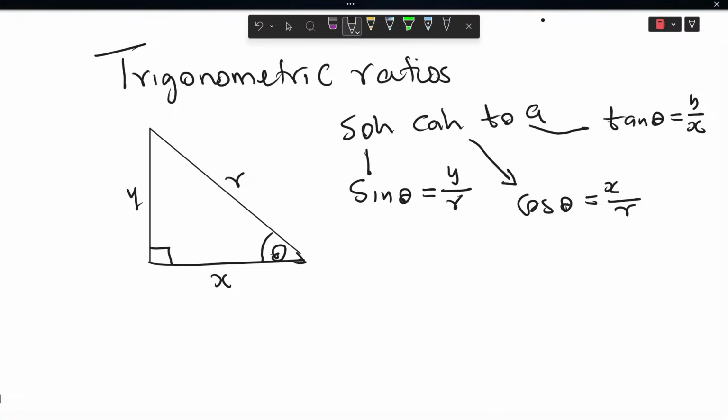Now, I just want us to look at some few questions where we can try to apply these trigonometric ratios. Can we move on? Are you done copying? Can we do some few examples? Just comment if you are done copying so that we can do some few examples.